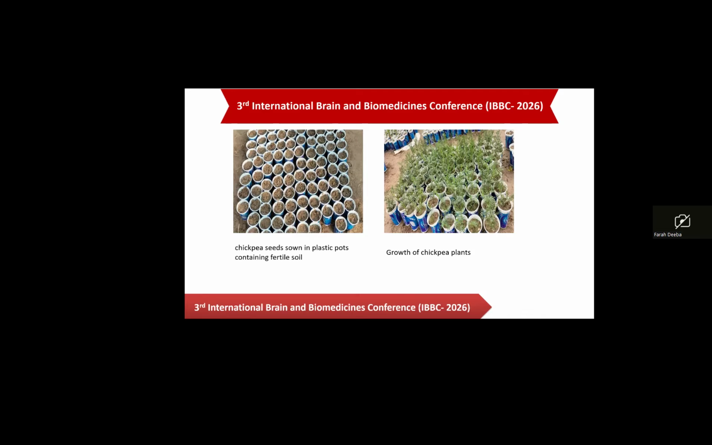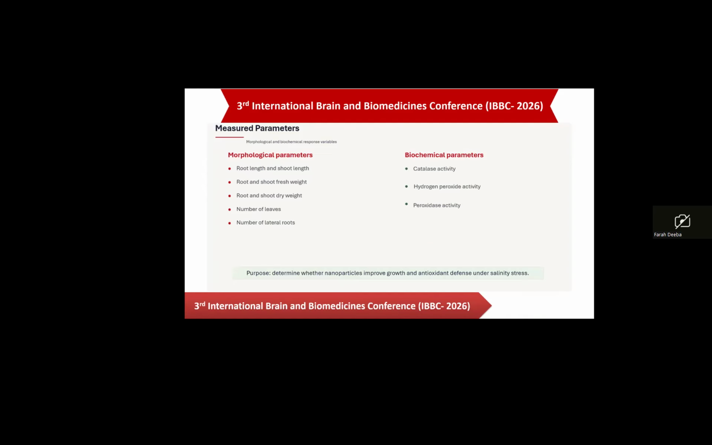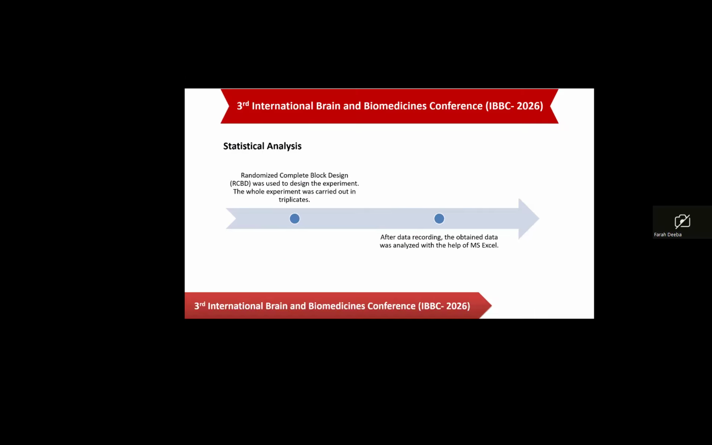As you can see, the different chickpea seeds were sown in the plastic pots containing the fertile soil, and growth of the chickpea plants is shown. Then morphological and biochemical parameters were measured. Morphological parameters included shoot length, root length, shoot fresh weight, shoot dry weight, root fresh weight, root dry weight, number of leaves, and number of lateral roots. The biochemical parameters included catalase activity, hydrogen peroxide activity, and peroxidase activity. Together, these parameters provided a clear picture of plant growth performance and antioxidant response under the salinity stress.